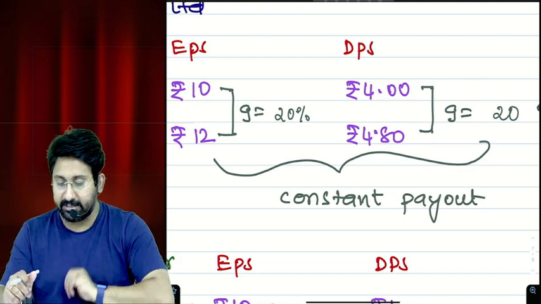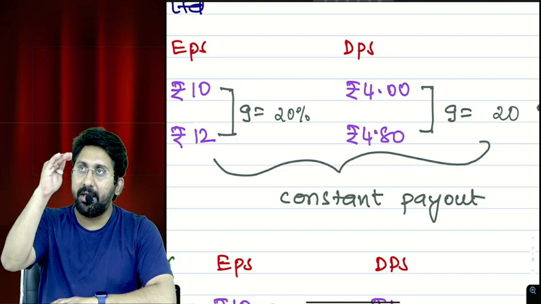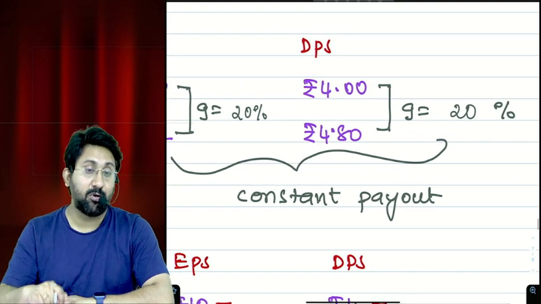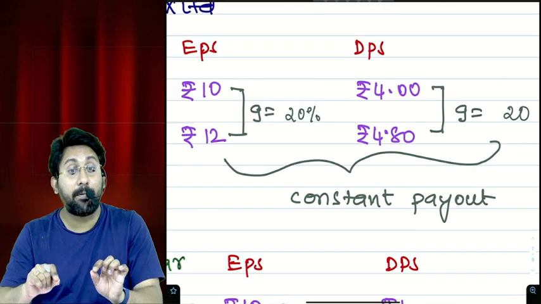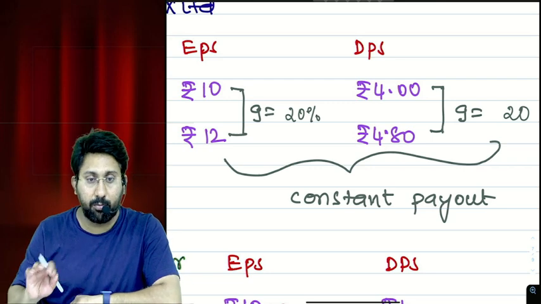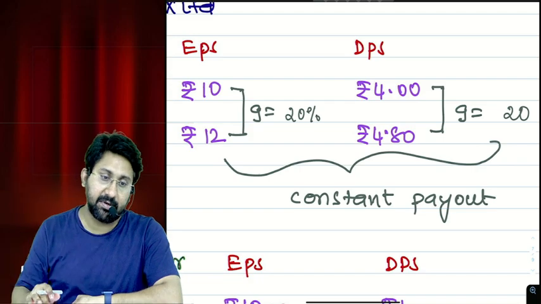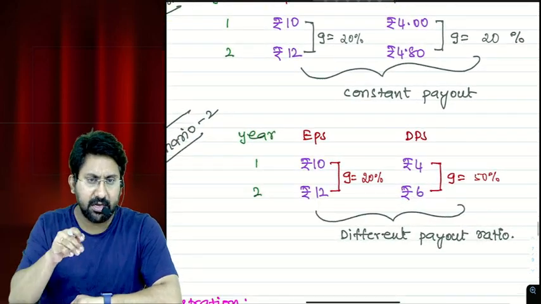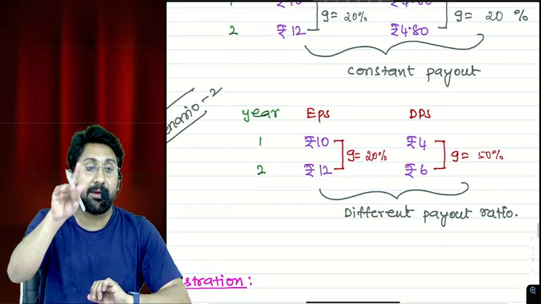Next, DPS. DPS is originally 4, and has become 4.8. How much growth is there? 20% growth is there. Why? It's because the company follows the same payout ratio in both years. So growth in EPS is the growth in DPS as well, because the company follows a constant payout in two years. You take the third year again, the same answer, 20%, will come if you have the same payout.